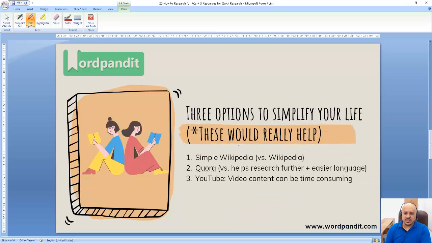Now, how do you tweak this around? How do you simplify your life? You use Simple Wikipedia instead of Wikipedia. This is a great resource. This is a hack that I'm telling you. The second thing you use is Quora. It helps you research further, and the easier language used makes it easy for you to understand.